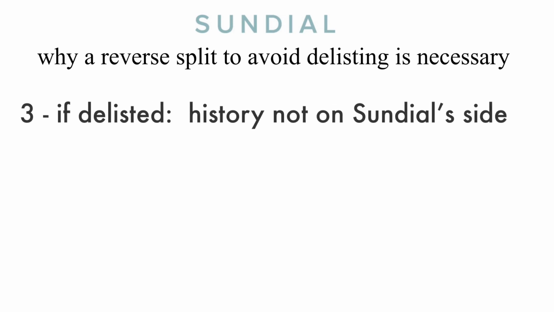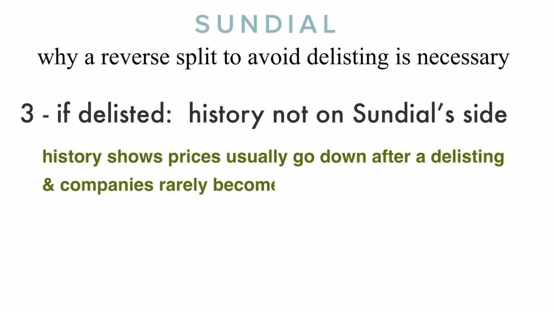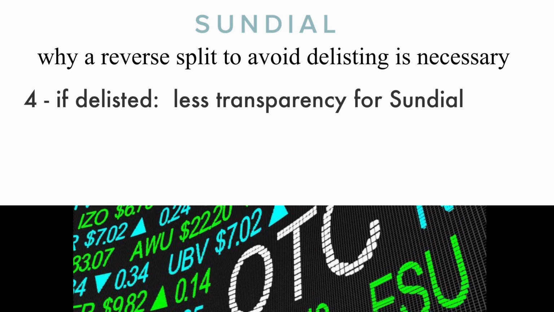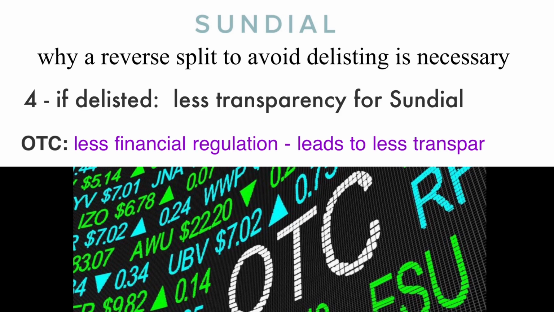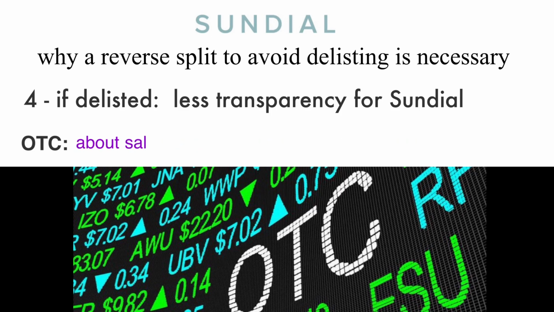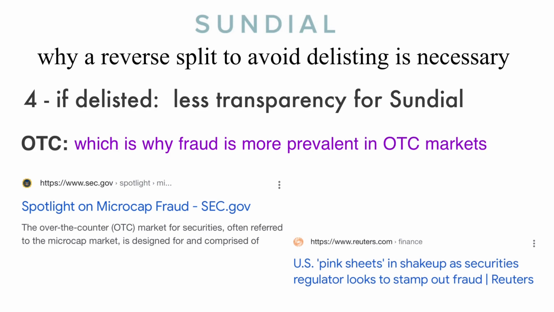Reason number 3, history. History shows that prices usually go down after a delisting, and companies rarely become relisted on a major exchange. Number 4, a delisting would cause Sundial to have less transparency. There's not as much financial regulation in the OTC markets, which is going to lead to less transparency. It's much harder to know if the company is telling the truth about sales and profits, which is why fraud is much more prevalent in the OTC markets.